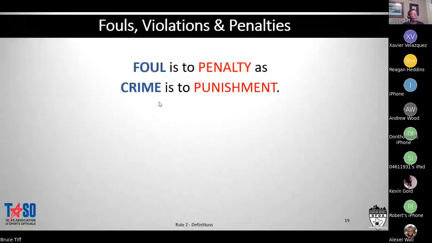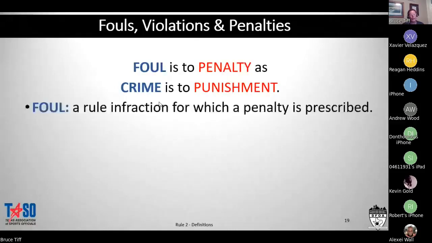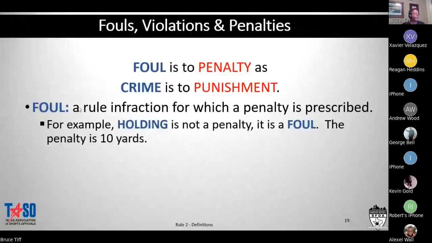That's really what we're trying to say here. So a foul is a rule infraction for which a penalty is prescribed. For example, false start. The penalty is 5 yards if accepted. Offensive pass interference, it's going to be 15 yards unless we're doing half the distance. So that's the penalty. The foul was false start or the offensive pass interference, et cetera. And I kind of went through that. Holding is not a penalty, it's a foul. The penalty is 10 yards.